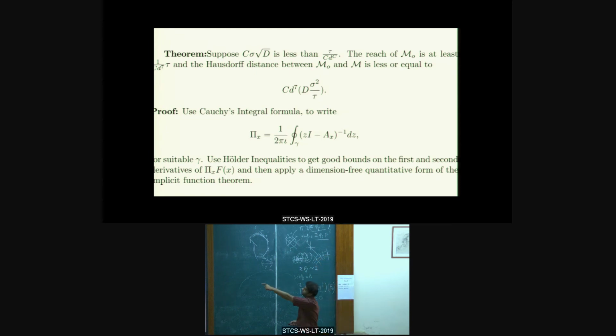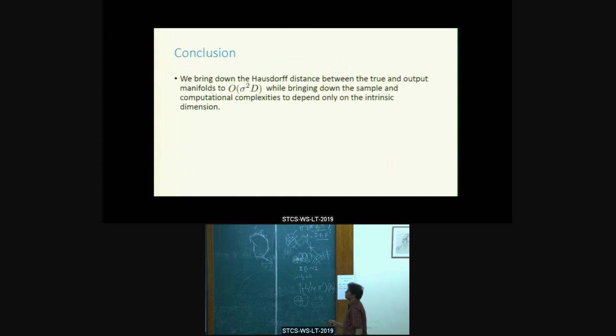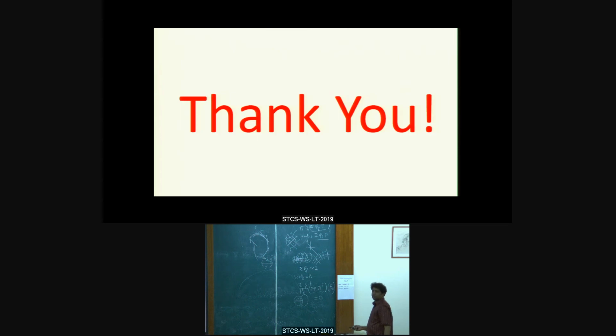So that actually comes from some rather, I find, magical complex analysis. So this is complex analysis over matrices. If this is a diagonal matrix, this is Cauchy's integral formula applied entry-wise on each of the diagonals. But you can diagonalize positive definite matrices, and so this becomes true for all cases. So it's basically a closed form, and this is if you want to differentiate pi x as a function of x, because this description is not explicit enough for that. So I just conclude that we get a small Hausdorff distance and good reach, and the computational complexity depends only on the intrinsic dimension. Thank you.